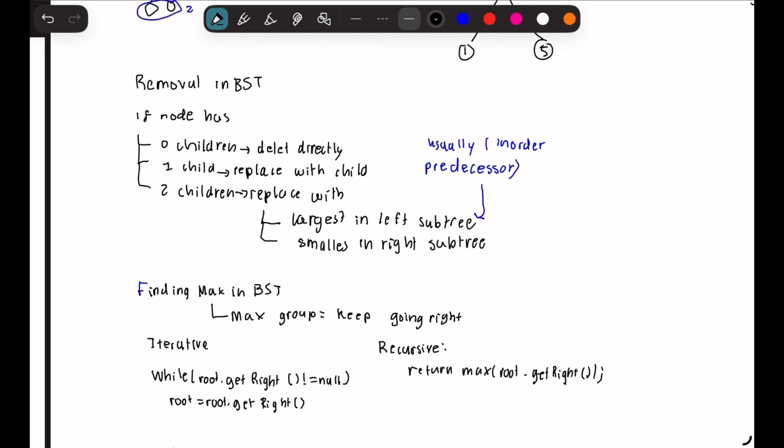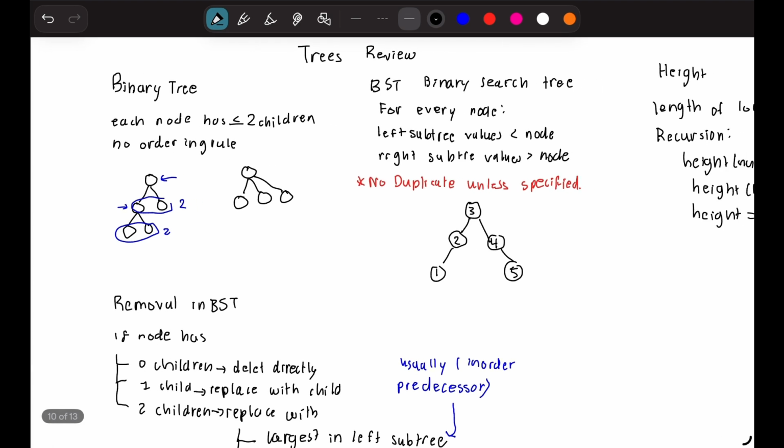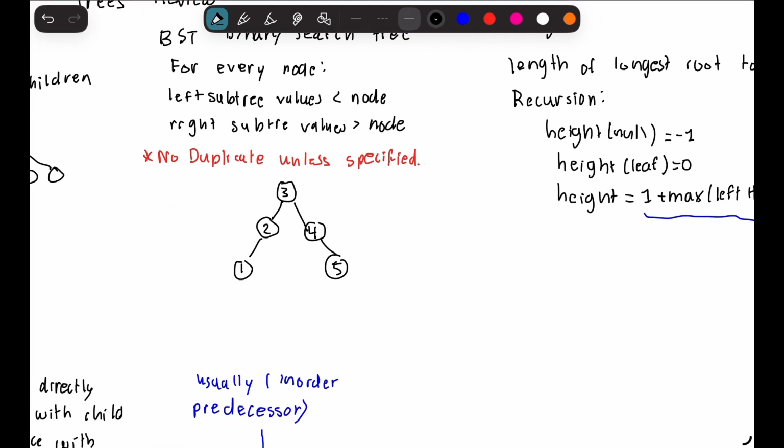Also, in a BST, it's true that a search can discard half. And remember that in-order traversal of a BST means that it's sorted.